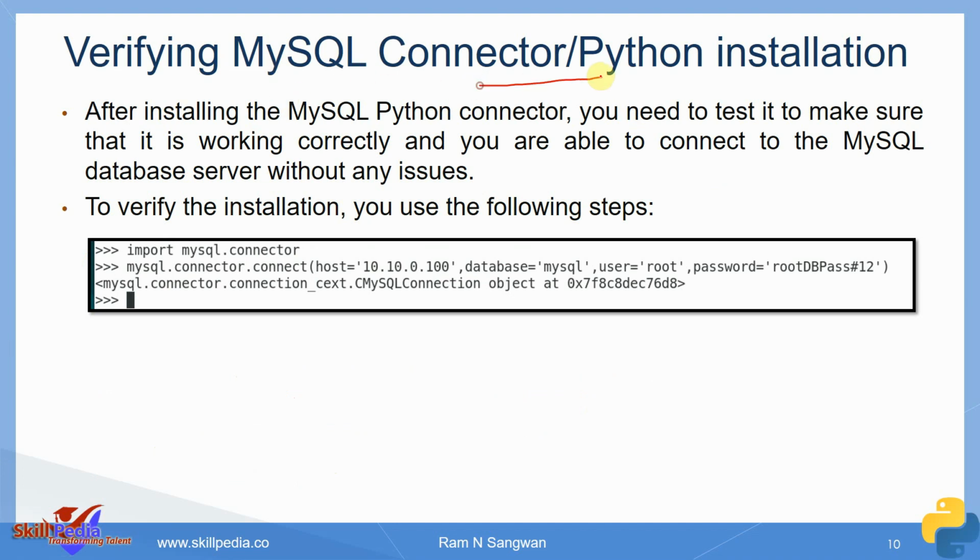Verifying the connector installation. After installing the MySQL Python connector, you need to test it to make sure that it is working correctly and you are able to connect to the MySQL database without any issue. So here we go. We are trying import mysql.connector, mysql.connector.connect. Now host name, database name, username, password, and you should get the database object. We are trying things out at the Python prompt only, and you will get the database connection object.